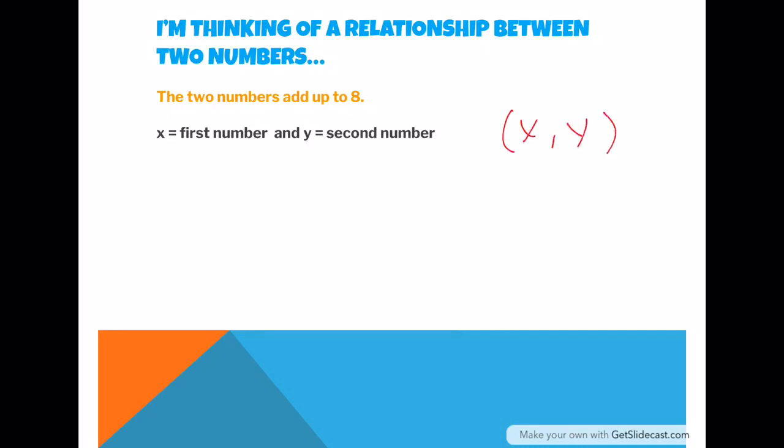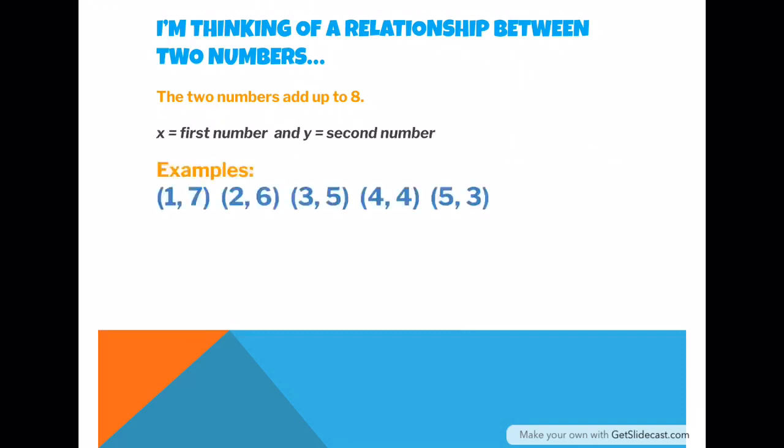So I want you to think of two numbers that add up to 8. You may come up with several examples. You might have come up with 1 and 7, 2 and 6, 3 and 5, 4 and 4, 5 and 3. These are the obvious integer values, but they're not the only values. They're not the only two numbers that would add up to 8. Can you think of others?